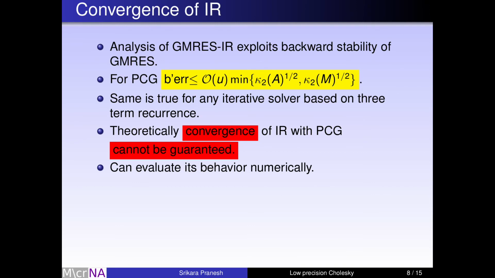Okay, so for the convergence of iterative refinement itself, one of the basic results which are employed to prove that the iterative refinement in fact converges is the backward stability of GMRES. But as it turns out, preconditioned conjugate gradient is not backward stable. So because of that particular reason, you can't guarantee that the iterative refinement would converge for an ill-conditioned problem. But what would happen if the matrix is not so ill-conditioned? Would the iterative refinement converge then? That is something which we can explore numerically as well.